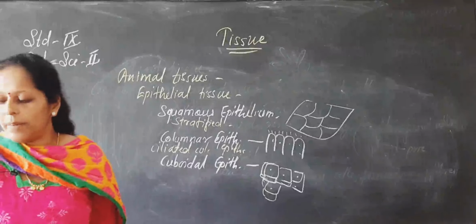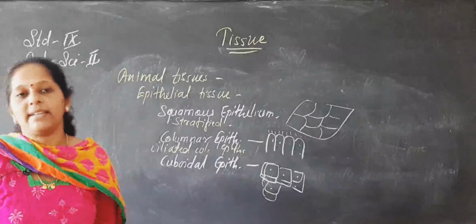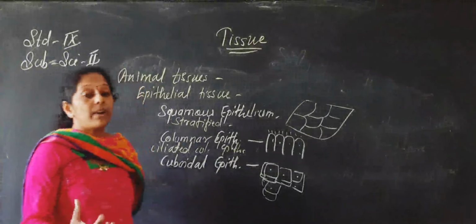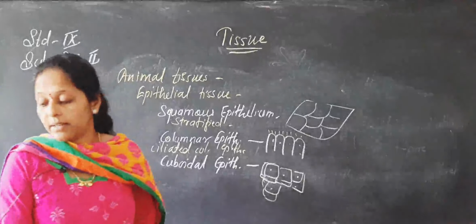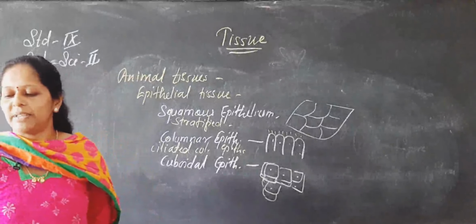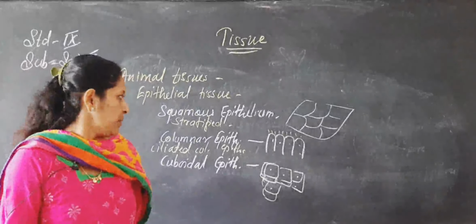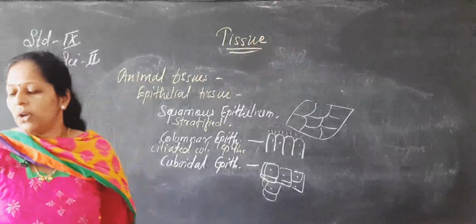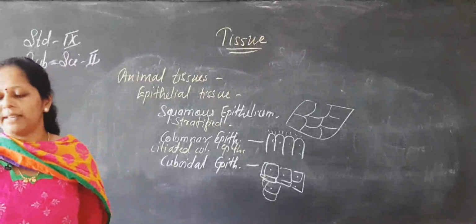Cuboidal epithelial tissue provides mechanical support. Epithelial cells often acquire additional specialization as gland cells, which can secrete a substance at the epithelial surface.